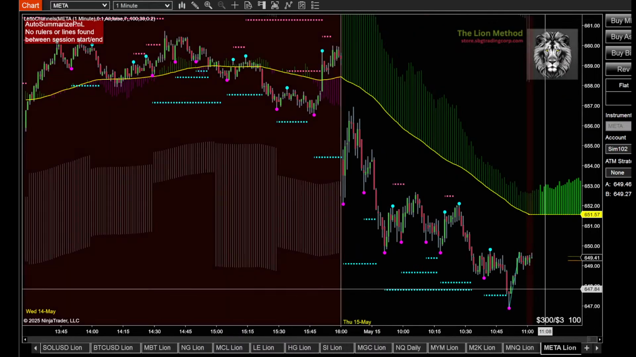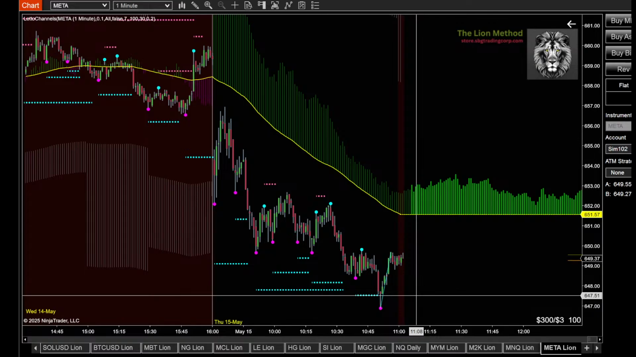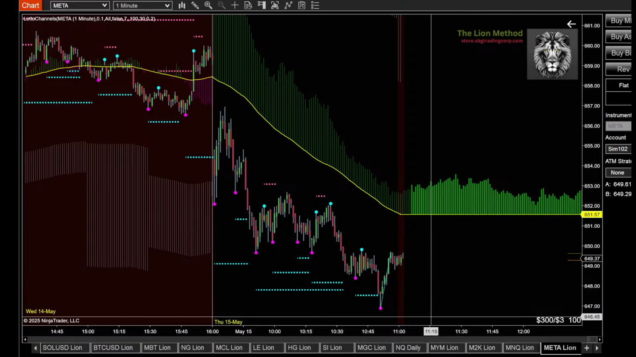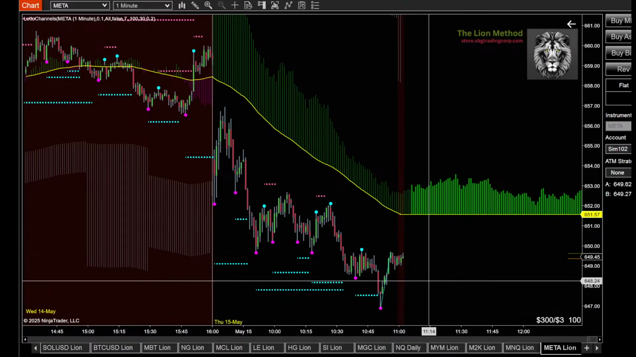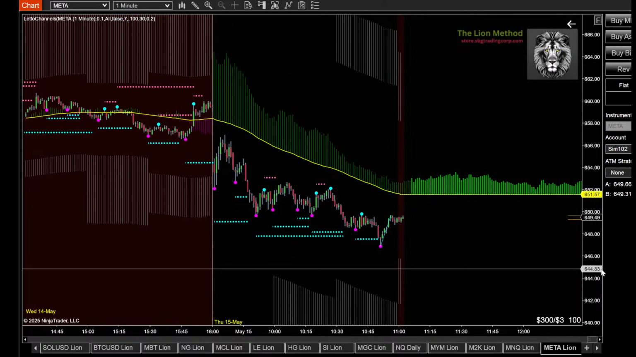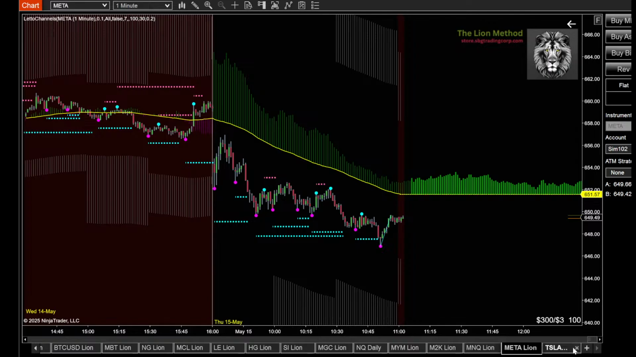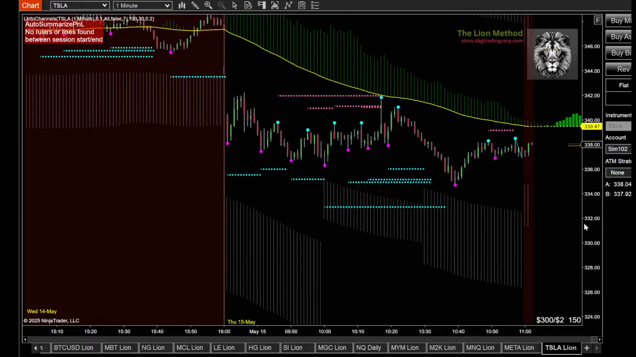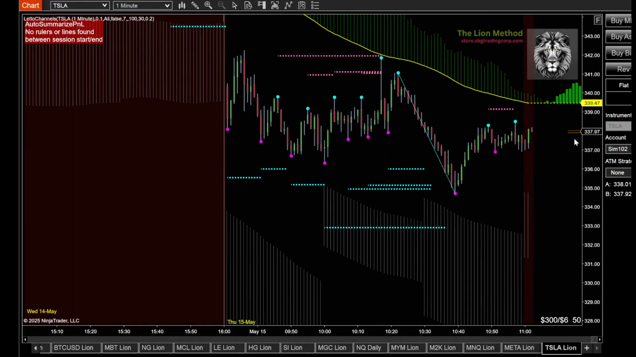Oh, bring up equity. So this is Meta. I do not have volume data. You need tick data to get a meaningful, obviously any sort of delta calculation. So that is not available in NinjaTrader as of today. Did not hit overbought, oversold, so no trade in Meta. Tesla did not hit overbought, oversold.